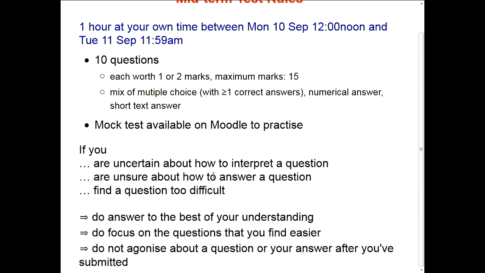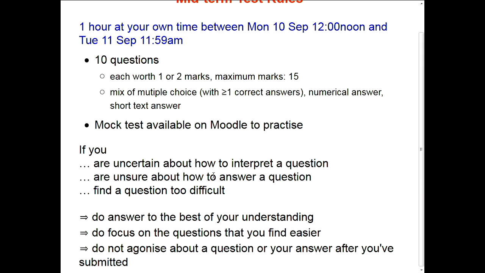Now, very importantly, this is just like a regular exam. It might very well be the case that when you read a question, you're uncertain about how to interpret it, or you're unsure about how to answer a question. Or it might very well be that you find a question too difficult. This is perfectly normal. There are simple questions, and there are difficult questions, and there might even be one that is really, really difficult. So not everyone is expected to be able to answer all these questions.